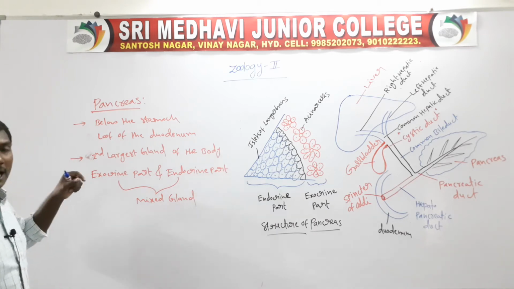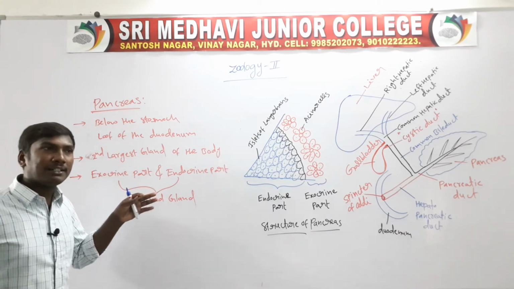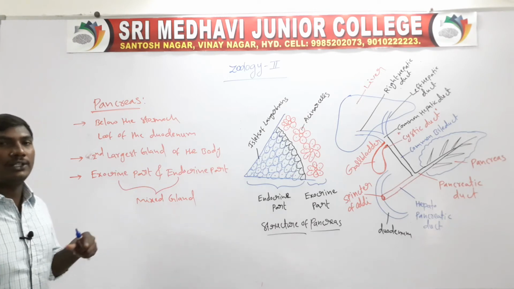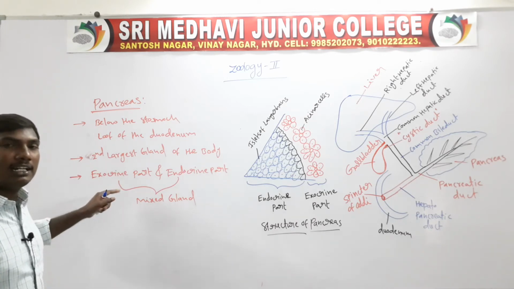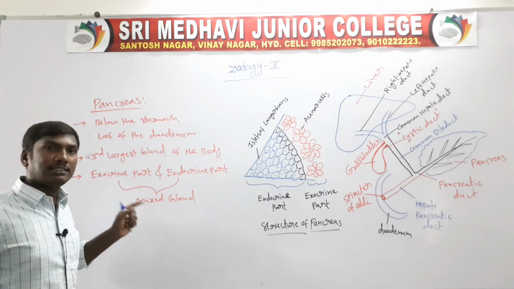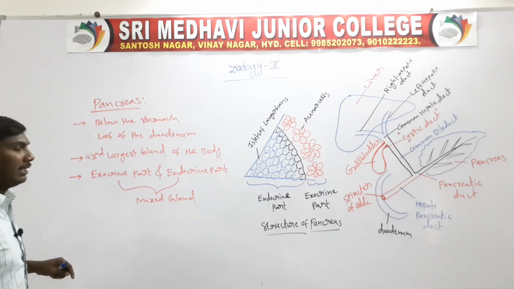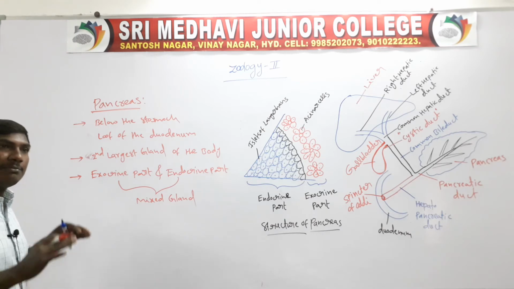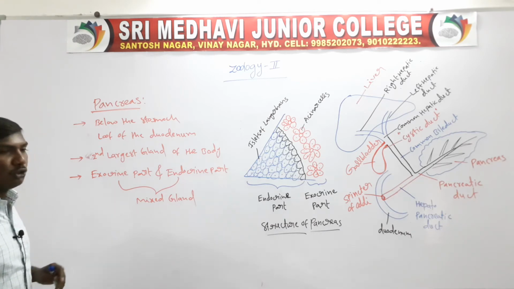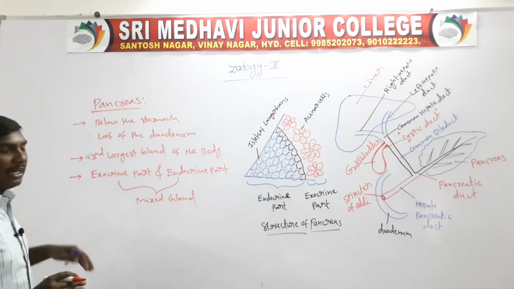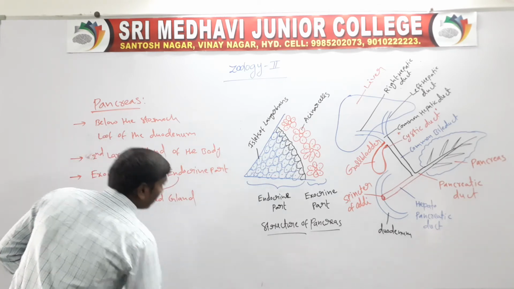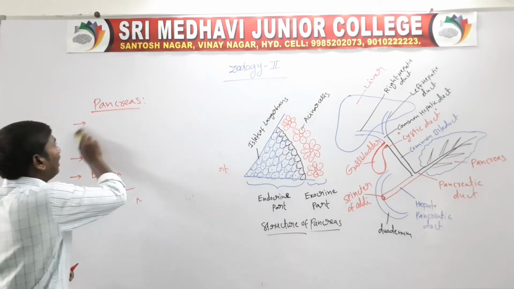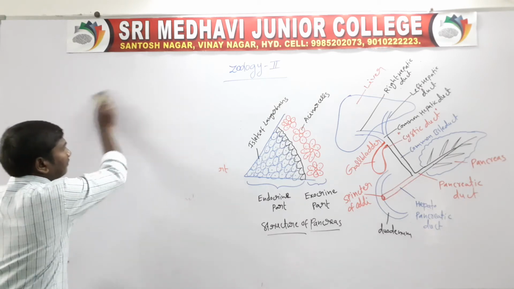Once more to revise: the pancreas is located below the stomach, in the loop of the duodenum. It is the second largest gland of the human body. The pancreas is called the mixed gland because it has two functions, endocrine function and exocrine function. So that is the pancreas.